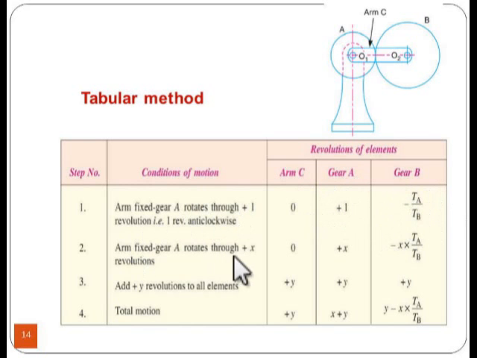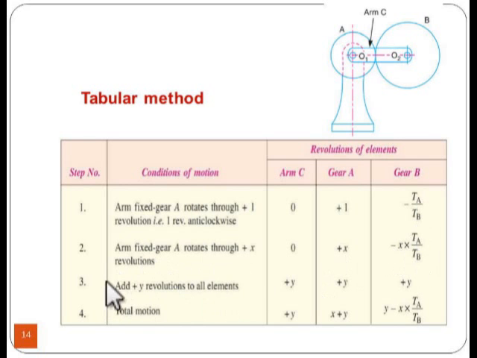In the second row, we're going to give +x revolution to all the elements. +x to the arm, and gear A rotates +x revolution. Gear A alone rotates +x revolution. In that case, the 1 is going to be replaced by x. So if I put x here, it will become -x TA by TB.